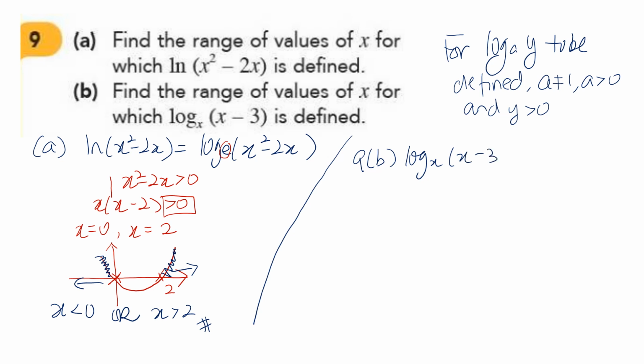Alright, so 9b is a bit more complicated because you have to worry about the base. We don't know what kind of values x will take, so therefore x cannot be equal to 1. And x minus 3 must be more than 0. So from there, x must be more than 3. Okay, the question asks for the range of values of x.